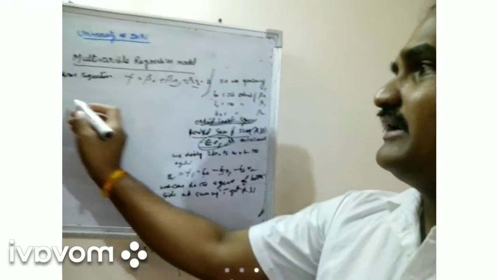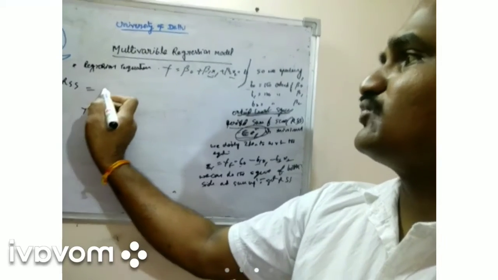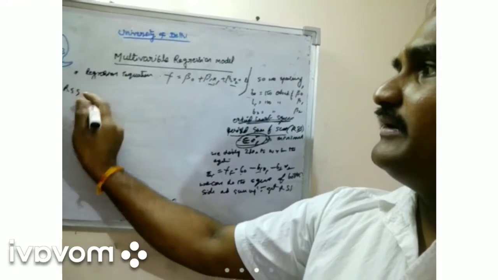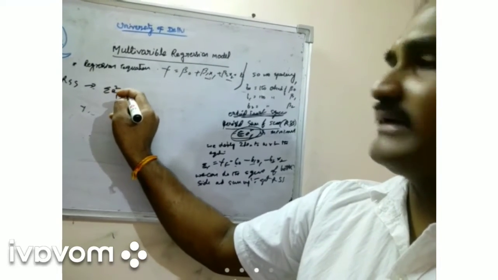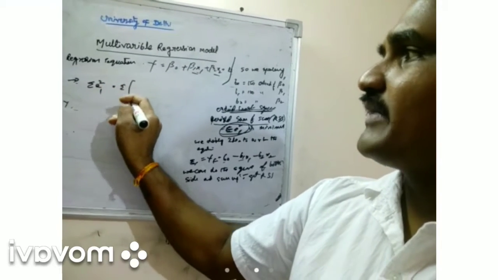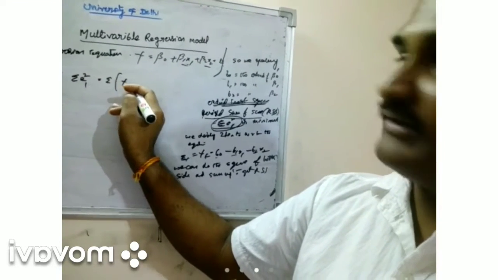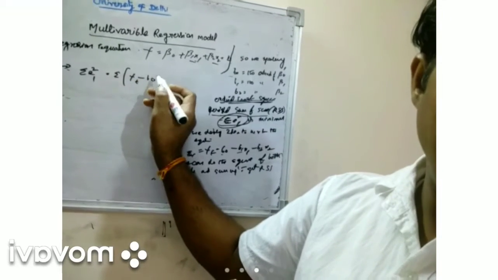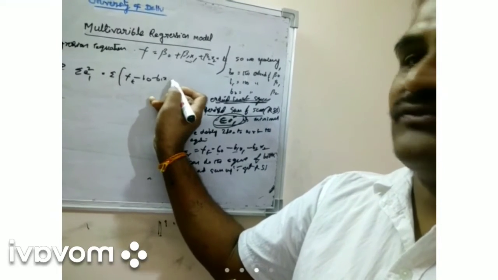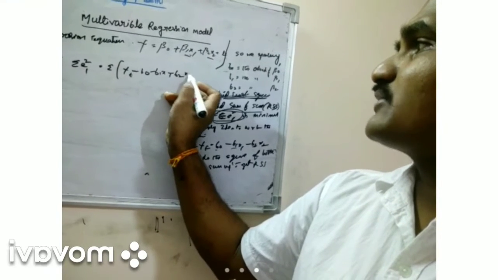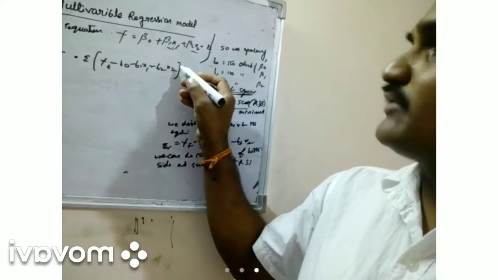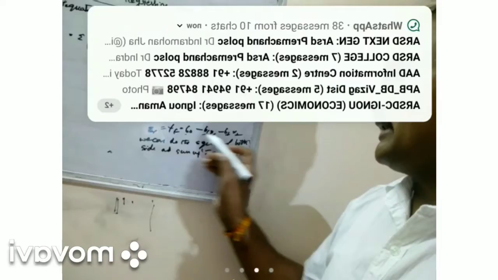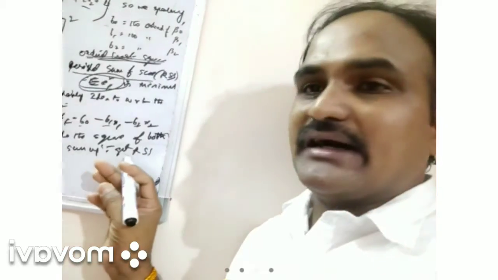What is the residual sum of squares? Here I can write it. RSS is equal to sigma e square, the i-th term squared, which is equal to sigma of yt minus b0 minus b1 x1 minus b2 x2, and this is going to be squared. You square both sides and sum to get the RSS.